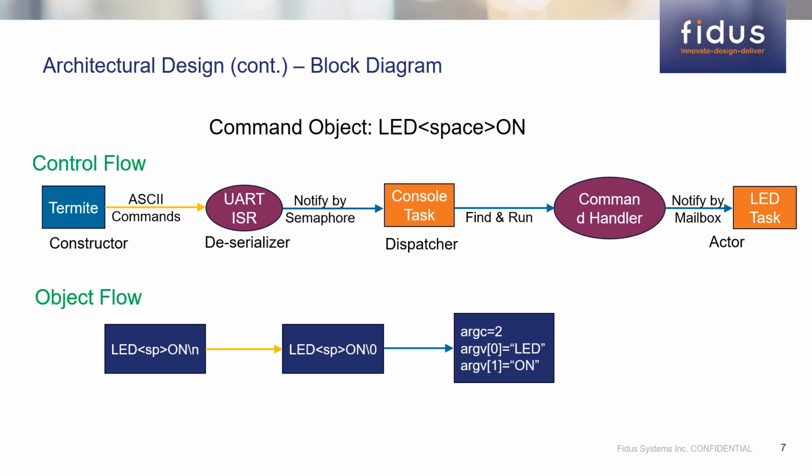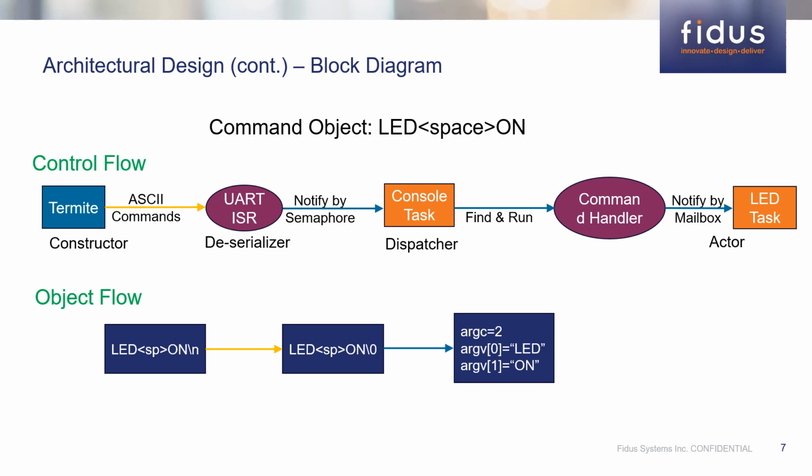Once a user enters LED space ON and hits the enter key, the command object as shown here is assembled and sent out by termite to your board over a serial interface. The UART will reassemble the command object as shown here and notify the console task using a semaphore. The console task could have forwarded the entire command object directly to the LED task that is responsible for turning on, off, or toggling a LED.